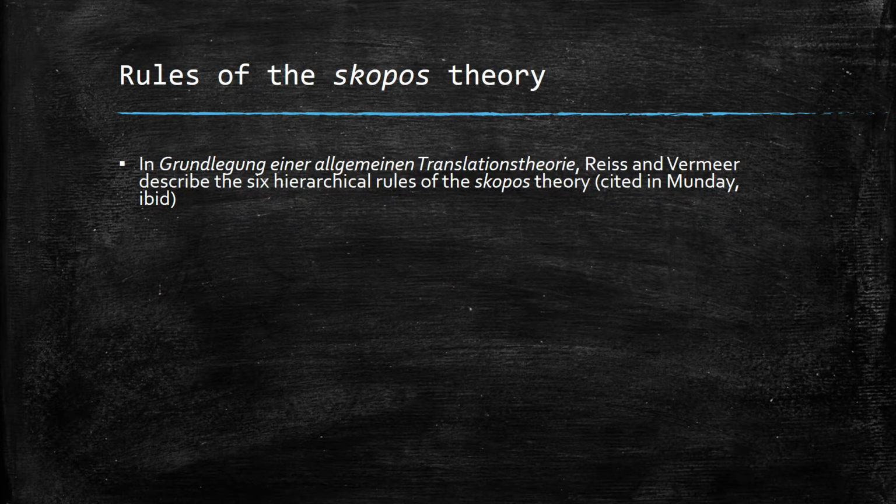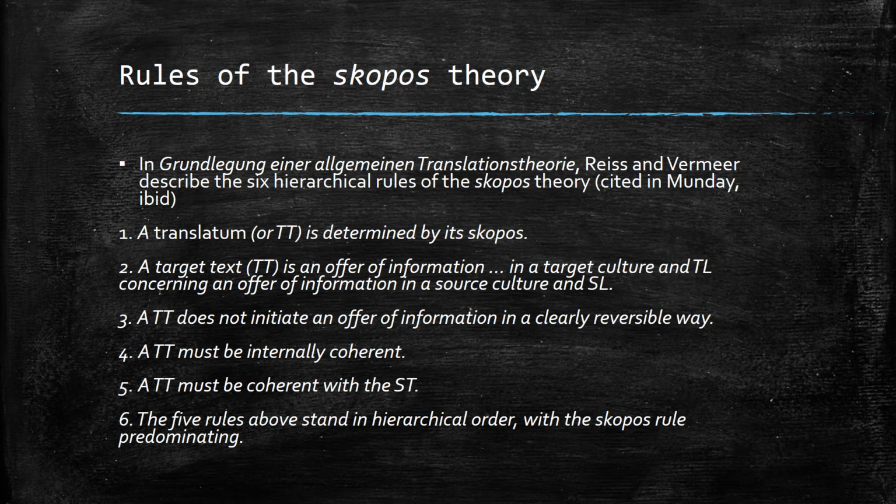So we're going to look a little bit at the rules of the Skopos theory. These were defined in a hierarchy of 6 rules in the book I mentioned previously, Grundlegung einer allgemeinen Transaktionstheorie. Now, I'm going to show you the 6 rules. We're going to look at these rules in a minute or two. The one word that might strike you as a little bit strange or unknown is translatum, which quite simply means target text. And we're going to look at that later.